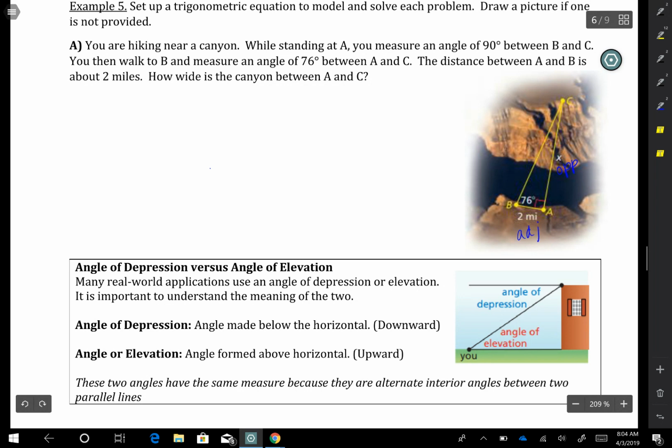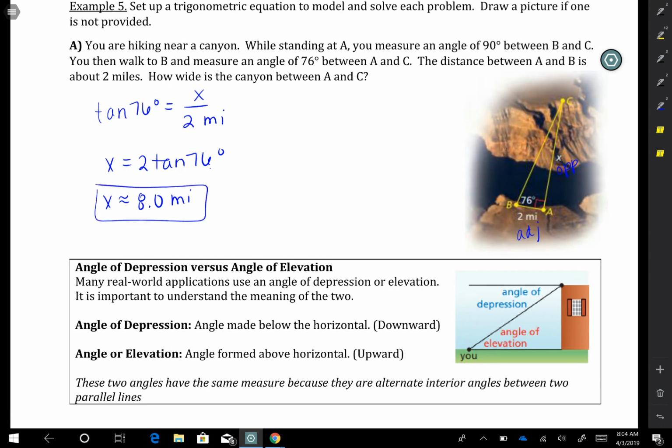So the trig ratio that uses opposite and adjacent is tangent. So we will say the tangent of 76 degrees equals x over 2 miles. Now to solve for x, we just have to multiply by 2. So I'm going to type in my calculator 2 tangent 76 degrees. And once I type that in and round to the nearest tenth, I get that the canyon is approximately 8.0 miles across.